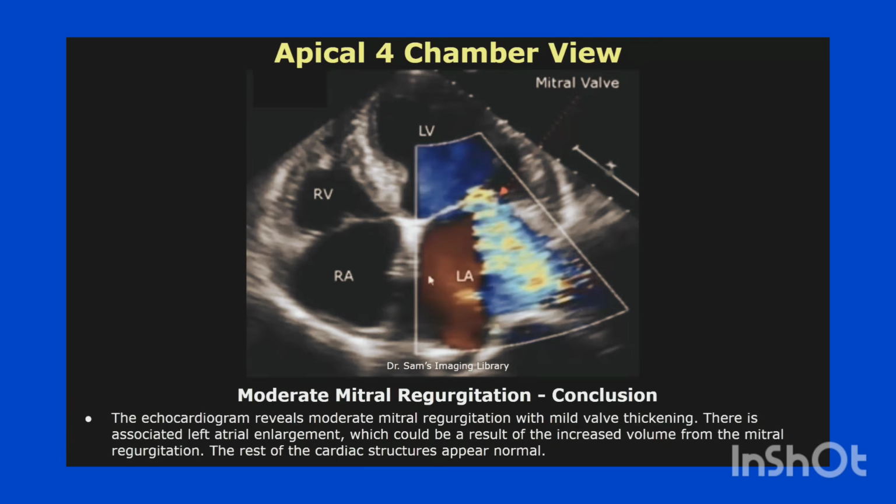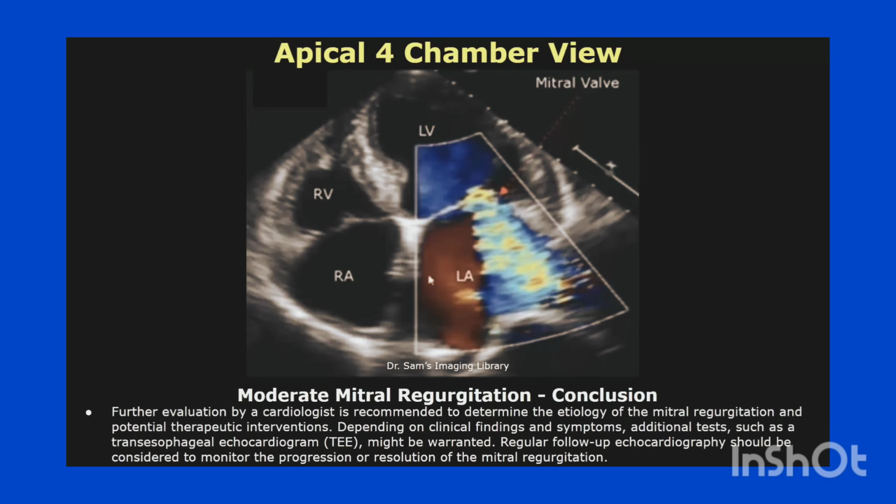Here is the conclusion. The echocardiogram reveals moderate mitral regurgitation with mild valve thickening. There is associated left atrial enlargement, which could be a result of the increased volume from the mitral regurgitation. The rest of the cardiac structures appear normal.